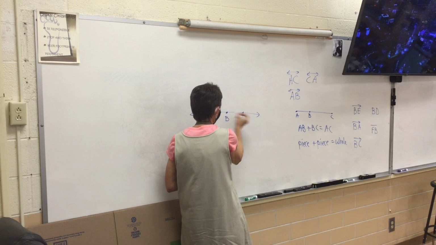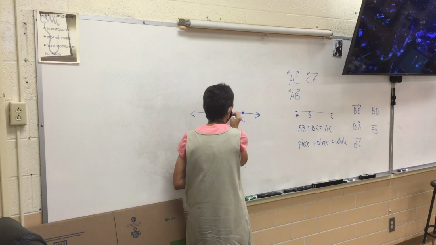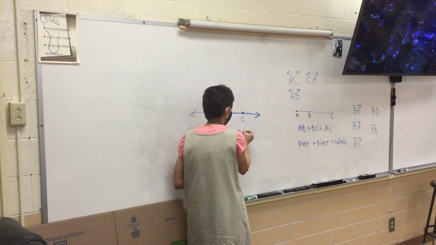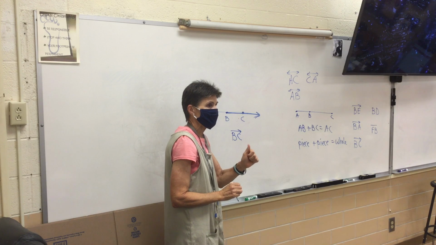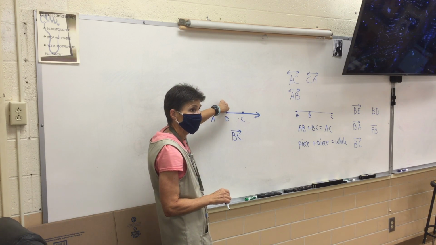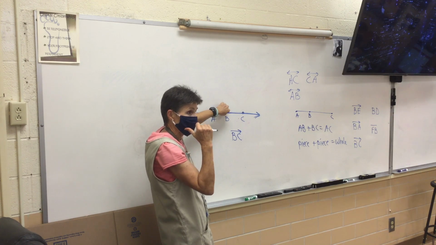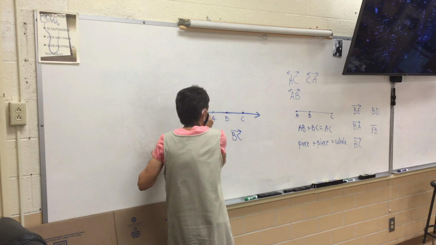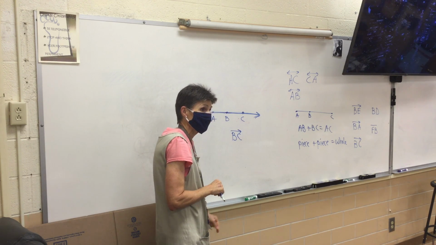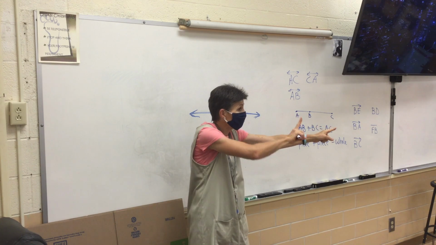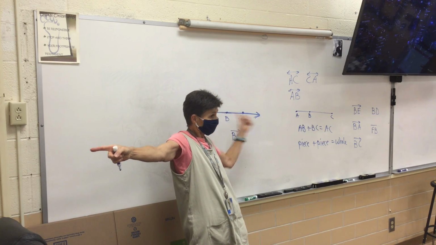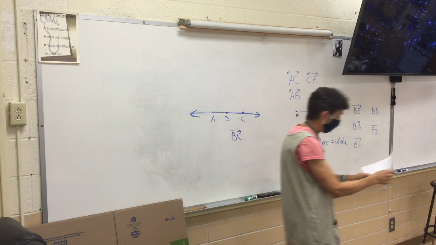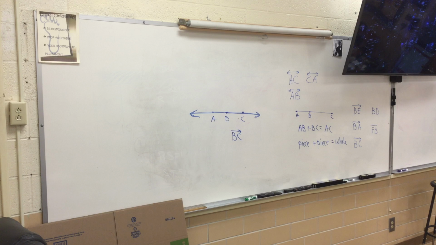So if you have ray BC, the opposite ray to BC is going to start at B and go the other direction, so that when you put them together, you get the whole line. Does that make sense? So BC is one, and then the opposite of that would be DA. So in this picture, what are our two opposite rays? Eric? QT and QS. That's exactly right. QT and QS are the opposite rays.